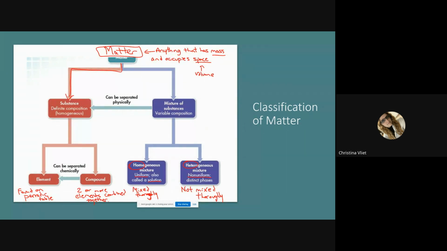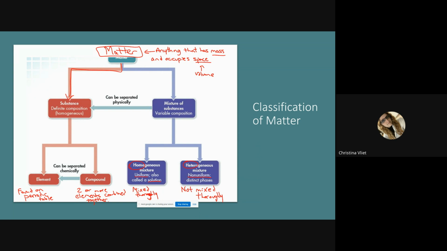Likewise, if I take water and put oil on the water, that's going to be a heterogeneous mixture because I can separate the oil from the water. They don't mix together. If I try to mix them together, they'll re-separate into two distinct layers. It's heterogeneous if you can separate it physically. It's homogeneous when you can't separate it as easily.